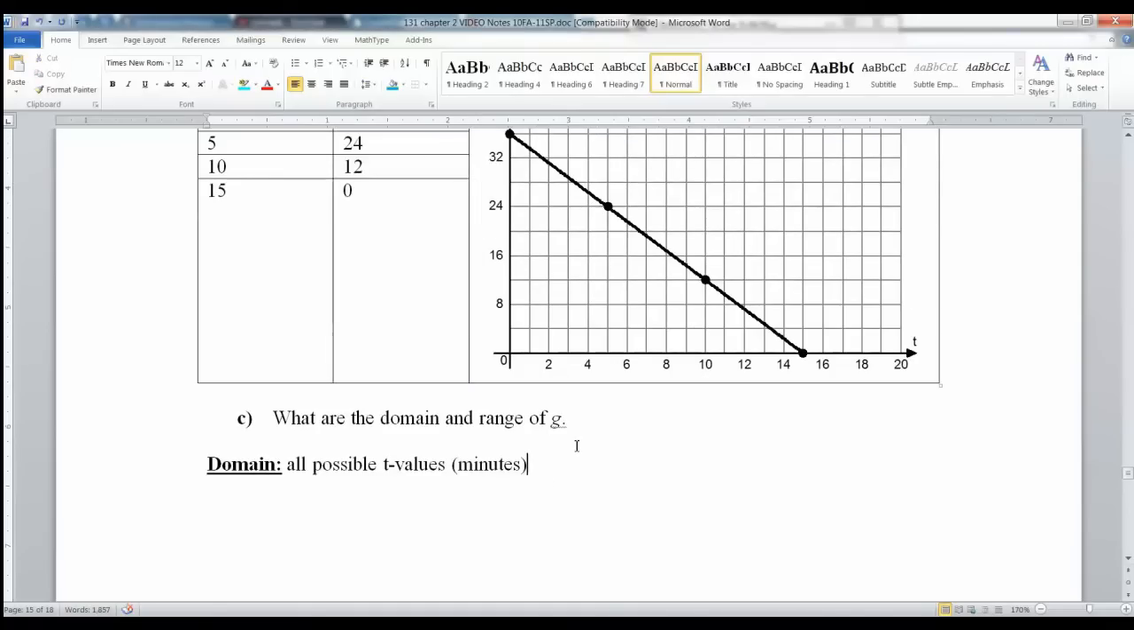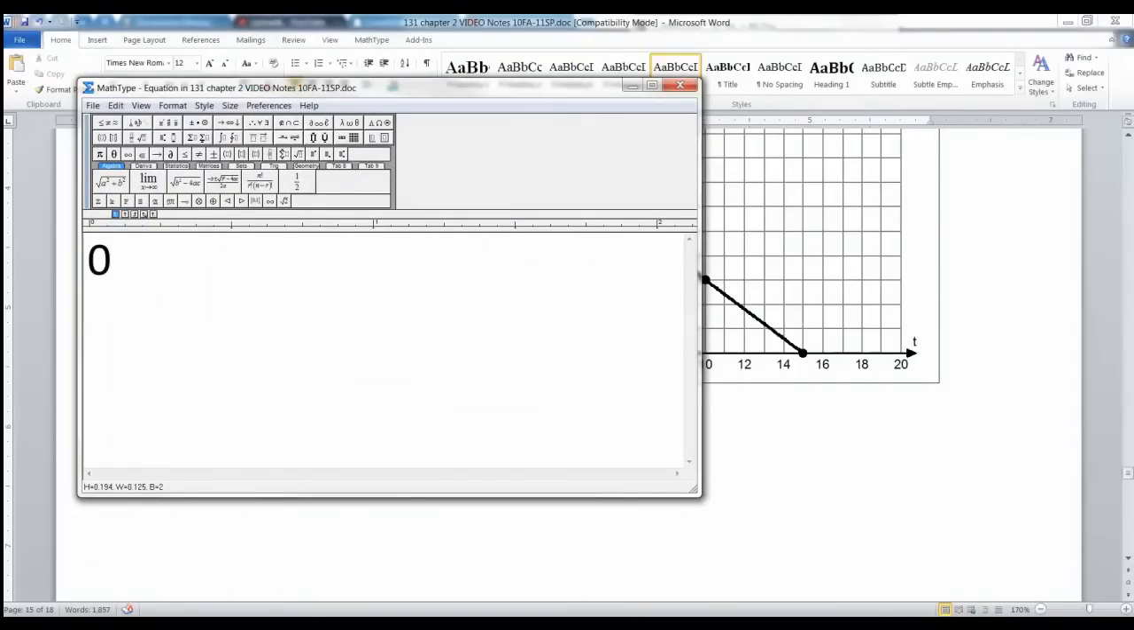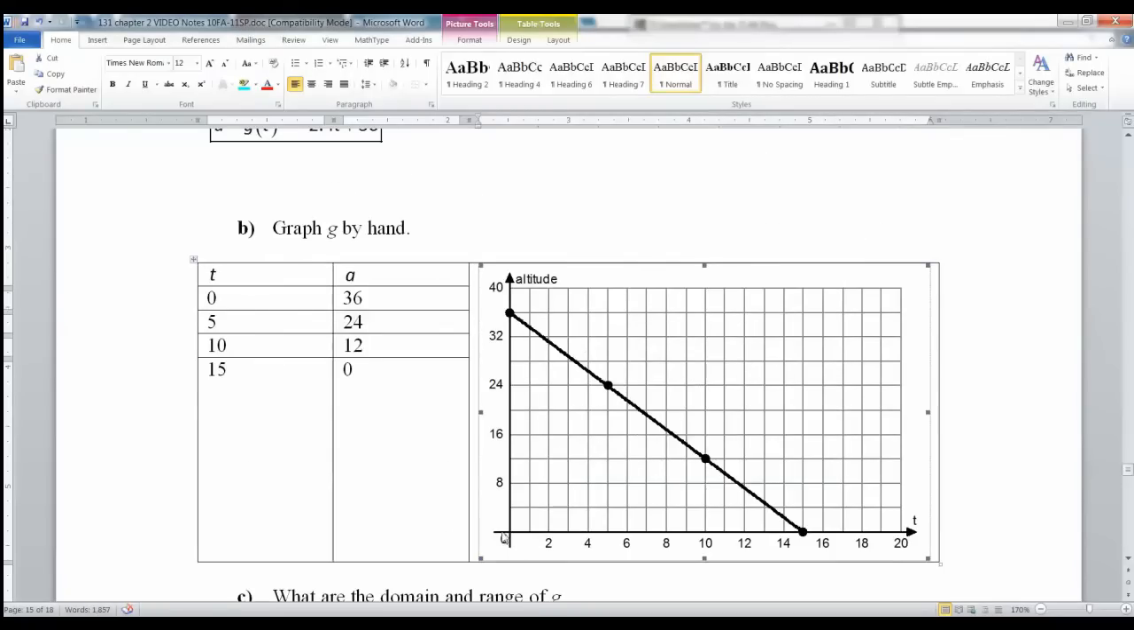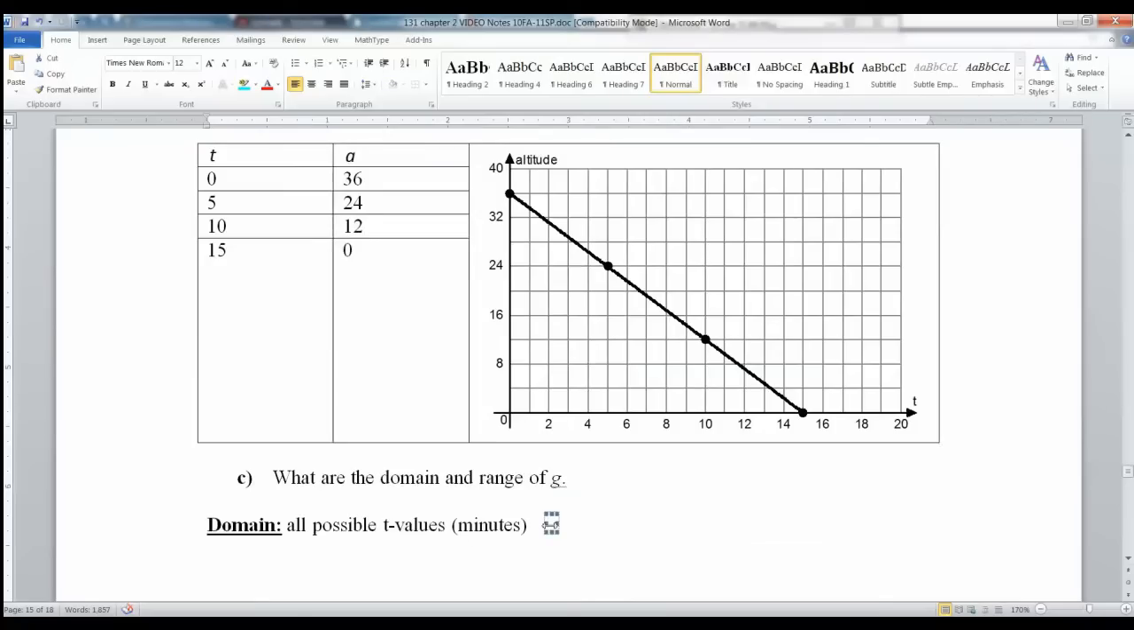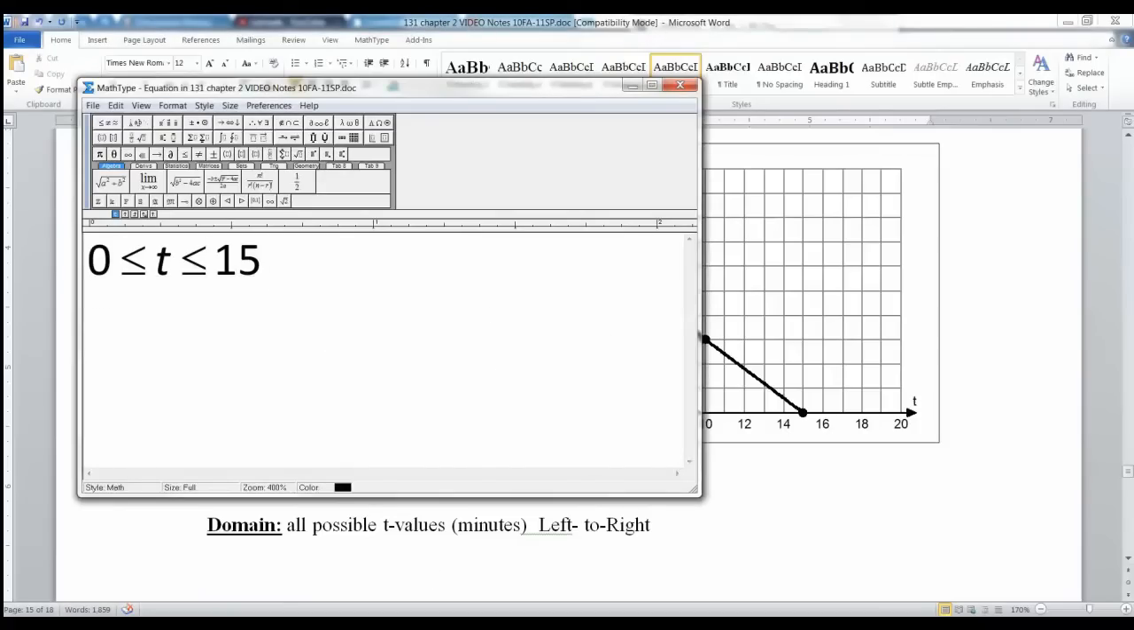All right, so all the possible t values would be, well, you can't go anything before 0, right? Because 0 was as low as you can go. We don't know what was happening before that. So where do we stop in our t? The farthest left you get is 0. Remember that's domain and range. Domain goes left to right. The farthest left I got was 0. The farthest right I got is 15.